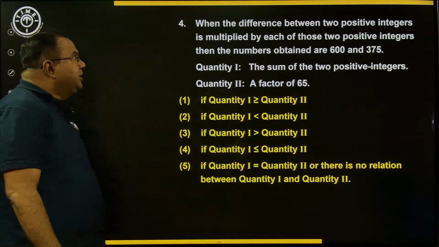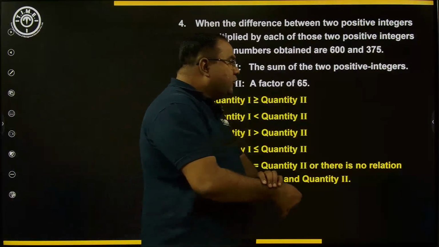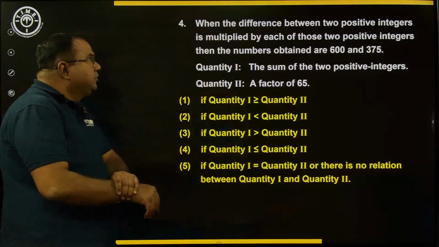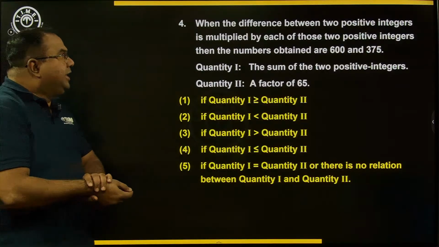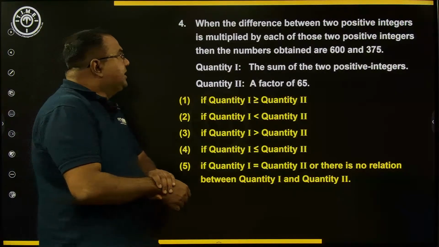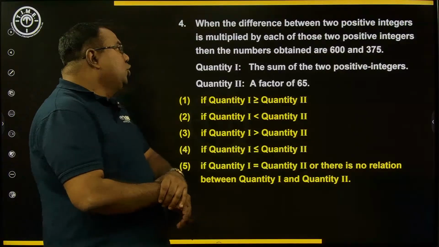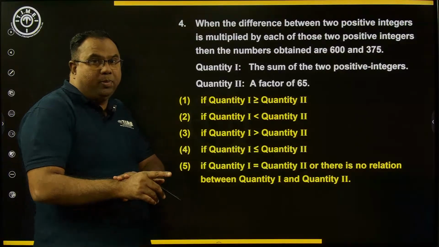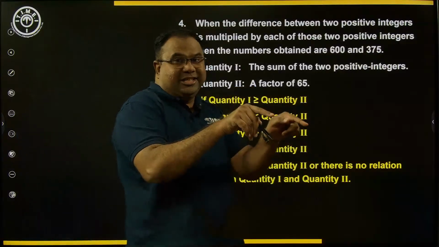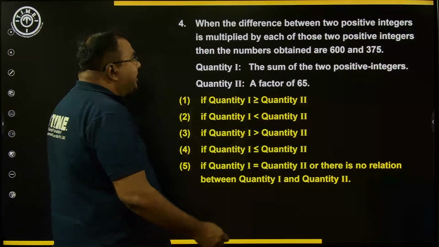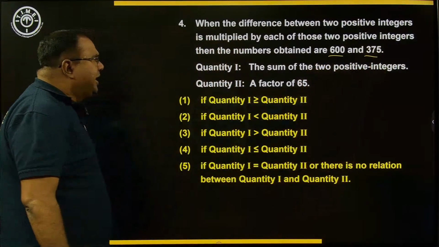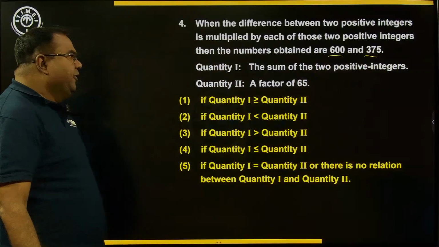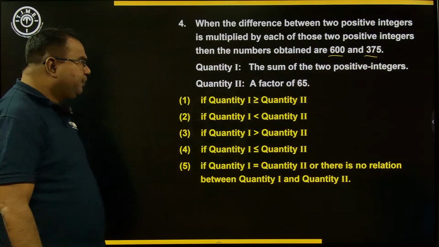Okay. Look at this question. Interesting question. Try this question, students. When the difference between two positive integers is multiplied by each of those two positive integers, the numbers obtained are 600 and 375. Quantity 1 is the sum of the two positive integers, and quantity 2 is a factor of 65. We need to compare these two.